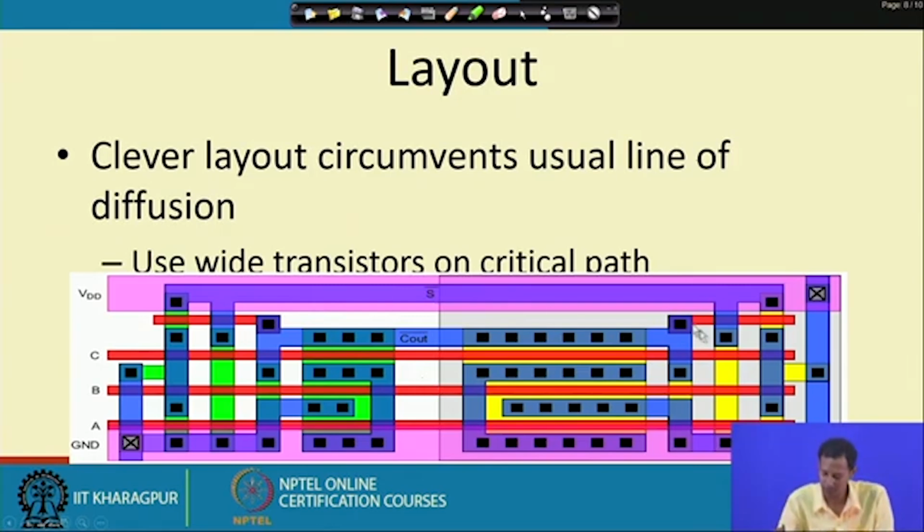After doing this, the information will be sent to the fabrication foundry, where the fabrication will be done. They will fabricate it on the silicon layer, or the silicon mask. After that you will get the corresponding chip which will work as a full adder.